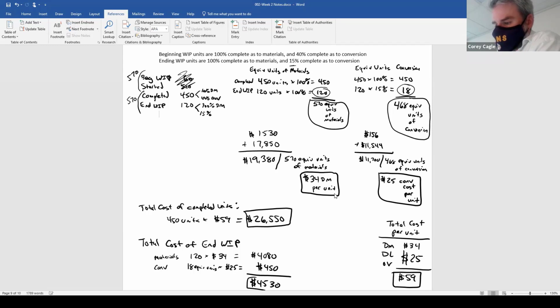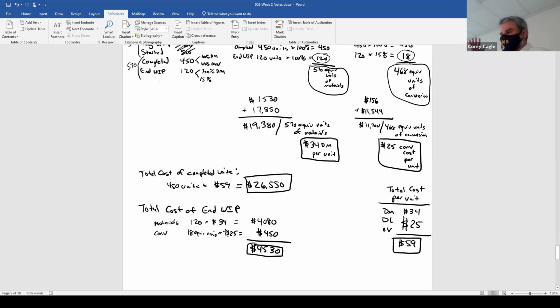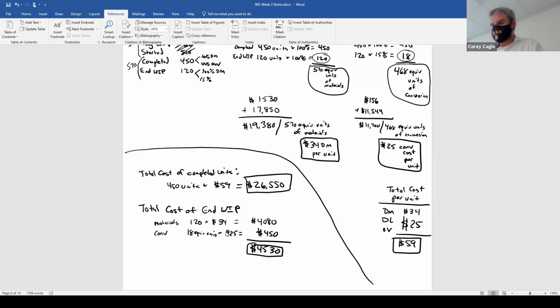So they could have asked us that. So many things they could ask. All fair game, all equally likely to be asked. Even plugging in one of the missing numbers in part 1 is very likely a question. So you never know what you'll get. So that's our step 4, assigning costs to our ending inventories. $26,550 transferred to finished goods. $4,530 remaining in ending inventory.